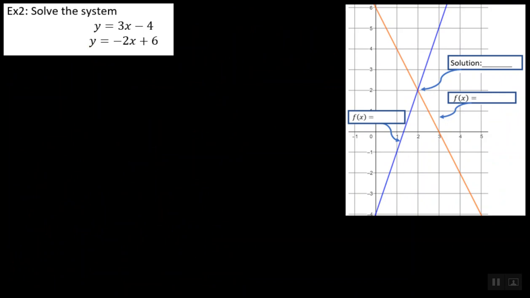And this is the key. This is really going to teach you how to actually do these problems. So we want to solve the system y equals 3x minus 4 and y equals negative 2x plus 6.